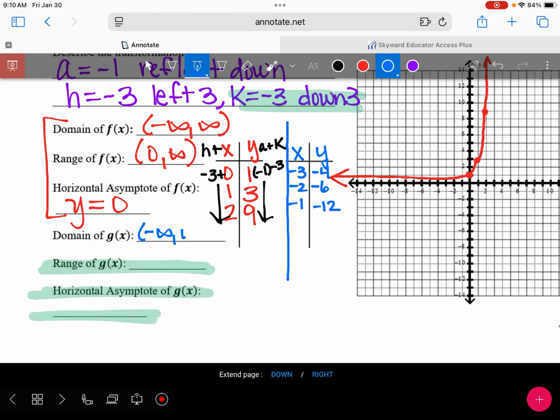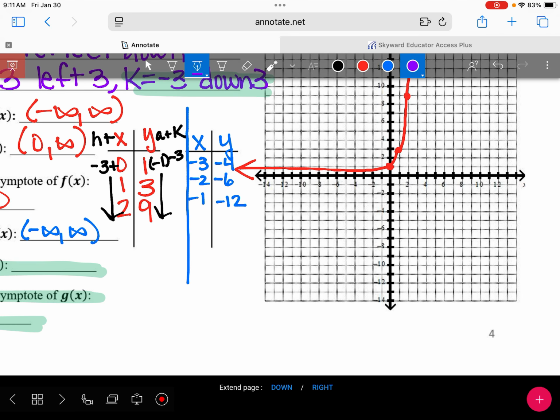My domain is still all real numbers. So because my k value is -3, I want you to draw in a dashed line at -3. Horizontal dashed line. This line is very important because the graph cannot go through that purple line. It cannot go through that purple line.